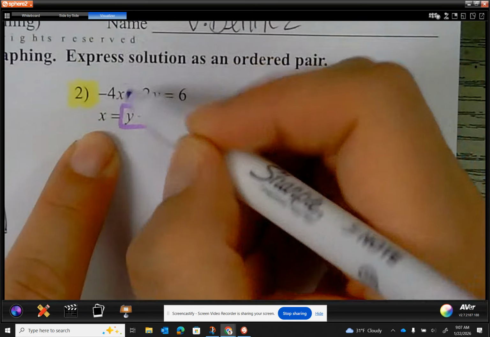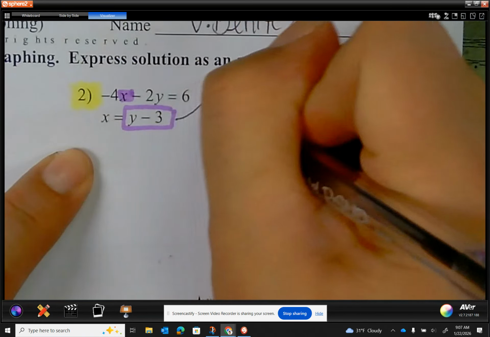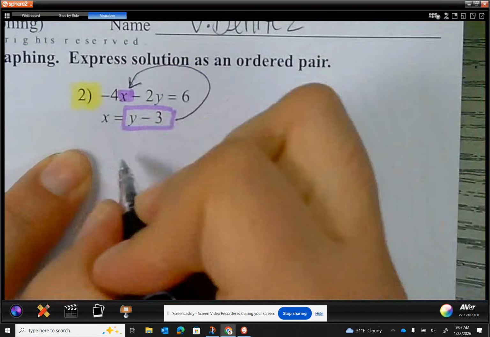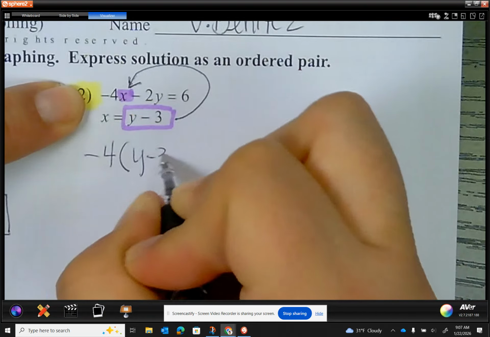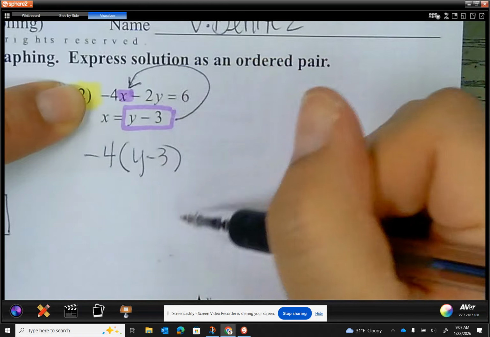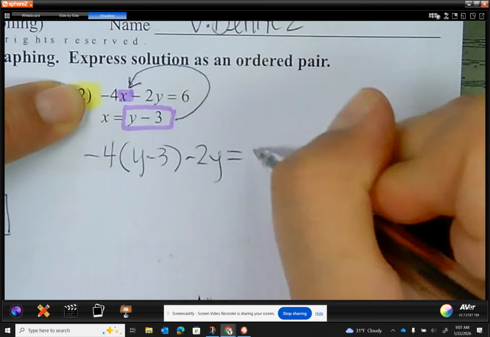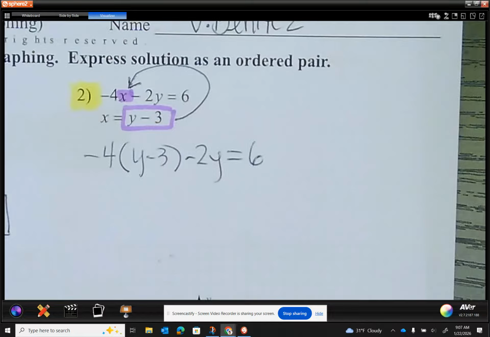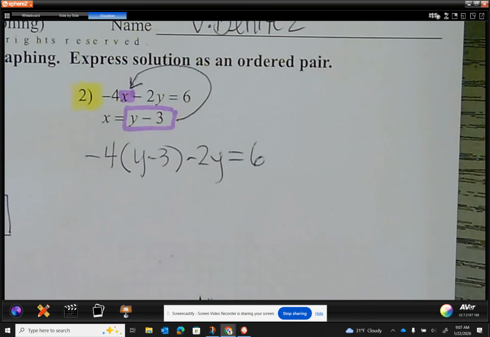X, since it equals x. If it equals y, you substitute in for y. If it equals x, you substitute in for x. So we are going to replace this expression and put it in here. So we're going to have -4 parentheses y minus 3. The rest of the equation is the same. Minus 2y equals 6. When your new equation has all the same variables, in this case it only has y's, then we know we set it up correctly.